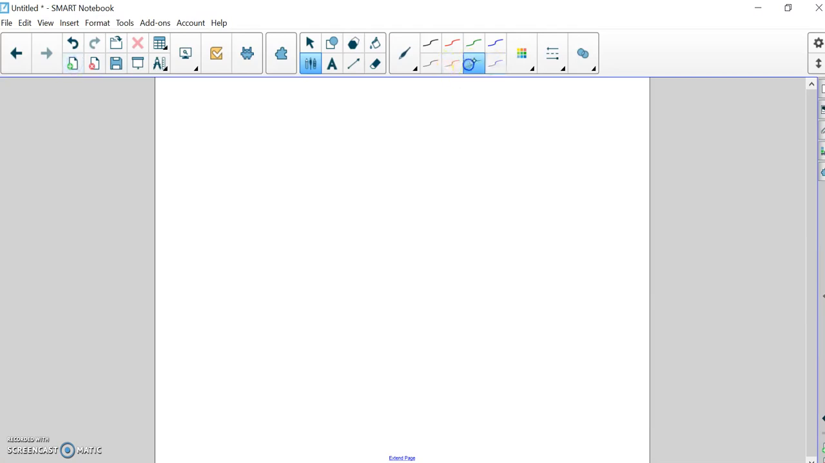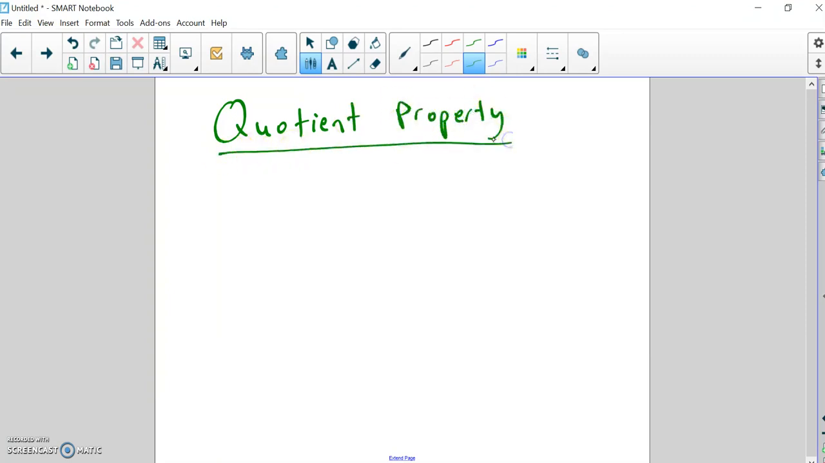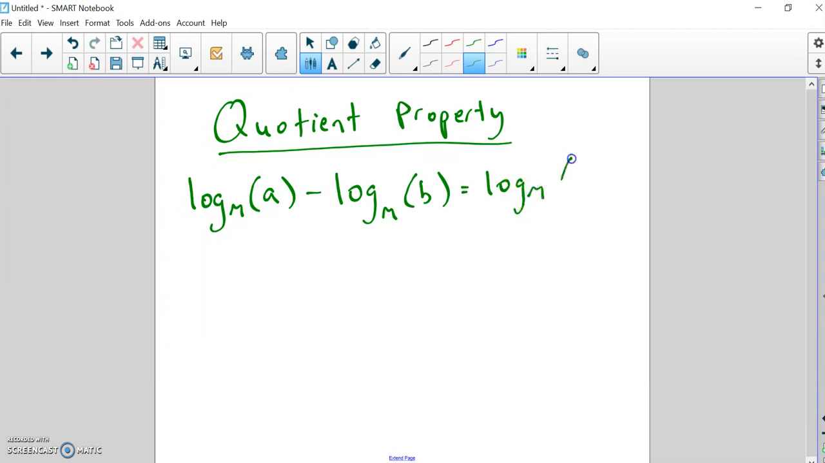The second one that we have is called the quotient property, which is very similar to the product property, except instead of adding 2 logarithms of the same base, this time we are subtracting 2 logarithms of the same base. And when that happens, we can put them together as division. So for example, if you saw log base m of a minus log base m of b, what you could do is change this into log base m of a divided by b.